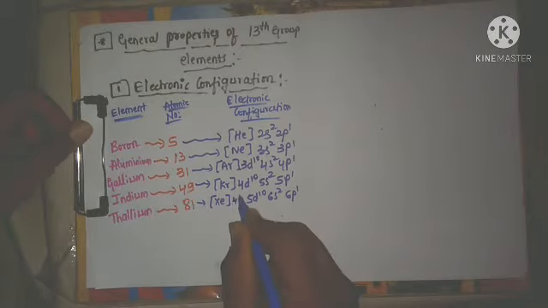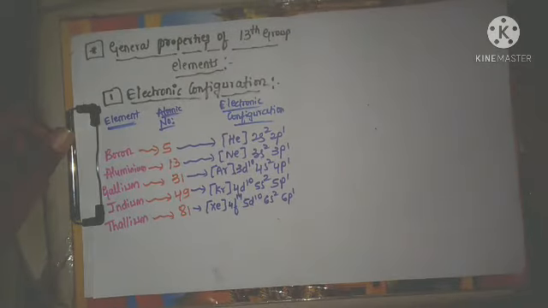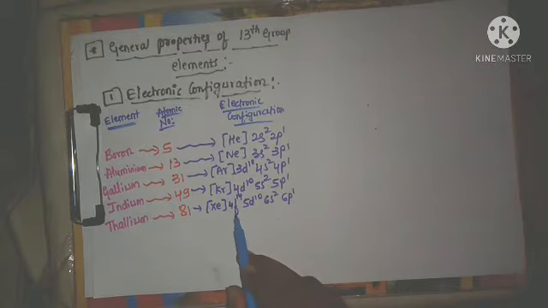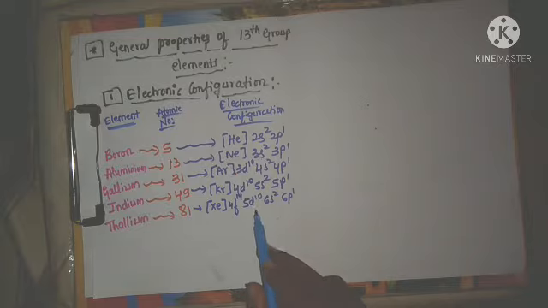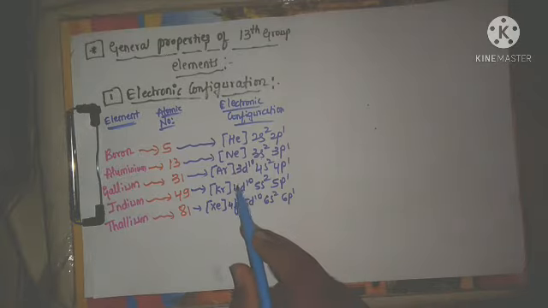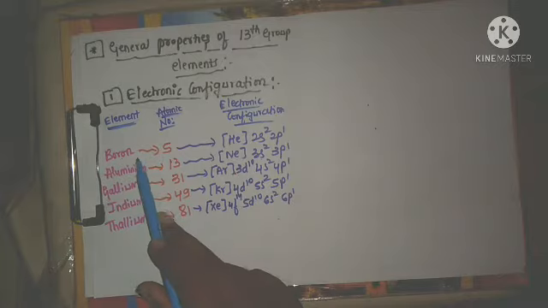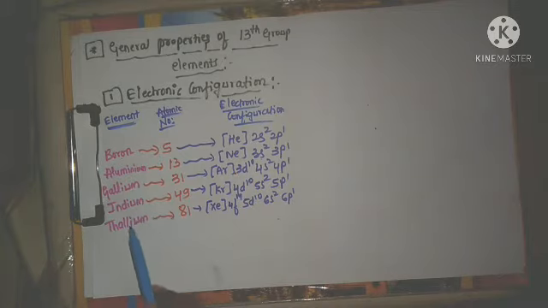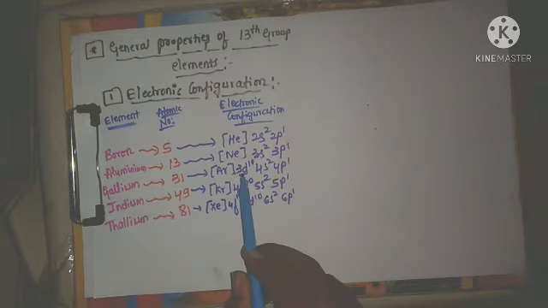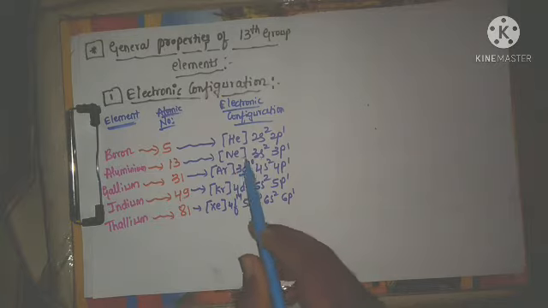Therefore it will be 4f14. Now if you check, count 54 plus 14, how much is it? 68. 68 plus 10, 78. 78 plus 2, 80. 80 plus 1, 81. Now this is the correct electronic configuration of the 13th group elements: boron, aluminium, gallium, indium, thallium. Here 3d is included because gallium belongs to the 4th period, and n minus 1 d we have to take. N value is 4 and n minus 1 means 3d.